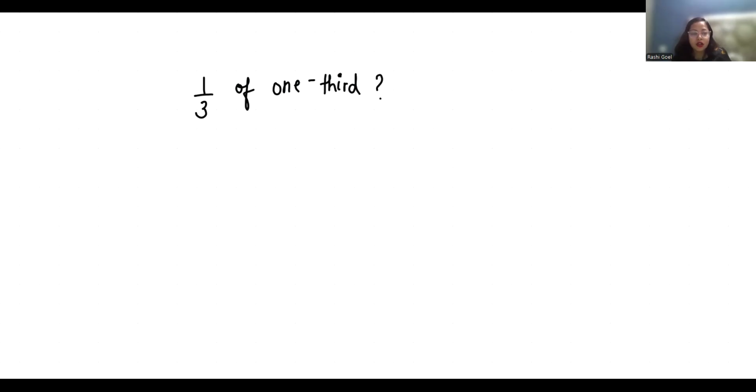1/3 is a fraction where 1 is the numerator and 3 is the denominator. A fraction is in terms of P by Q. So 1/3 has 1 in the numerator and 3 in the denominator.